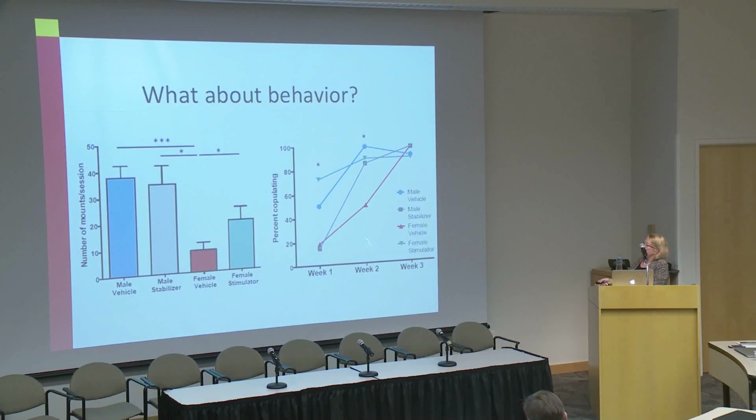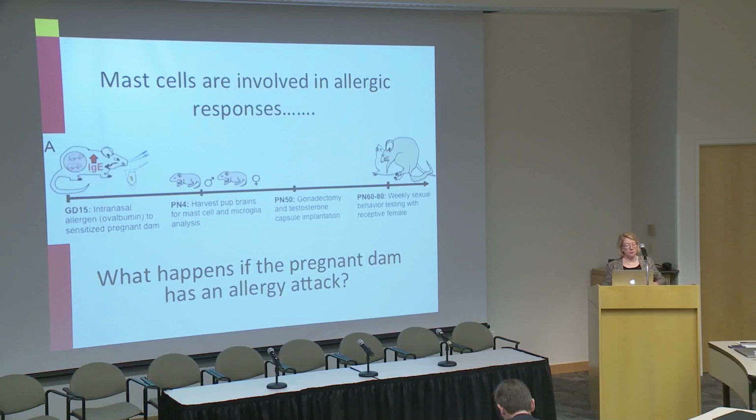We actually do sex behavior over 3 weeks because it's actually a learning process. Males get better, and you can see even normal females will start to behave like males if they're given testosterone for a long time. But this is the female who was given the stimulator. She was even better than the male vehicle on the first test. So they were truly masculinized in their behavior just by stimulating their mast cells.